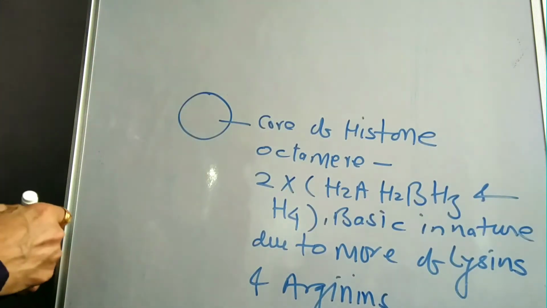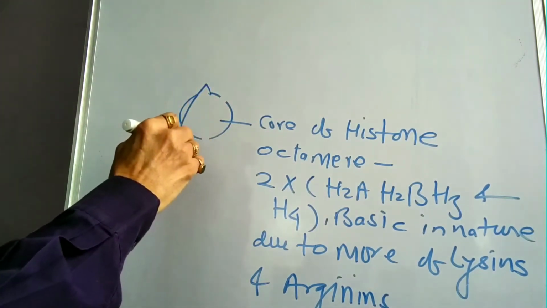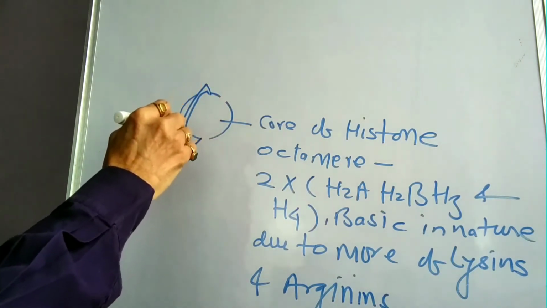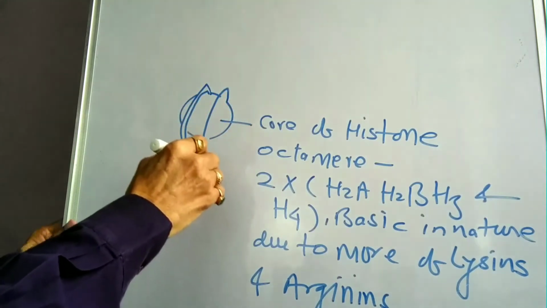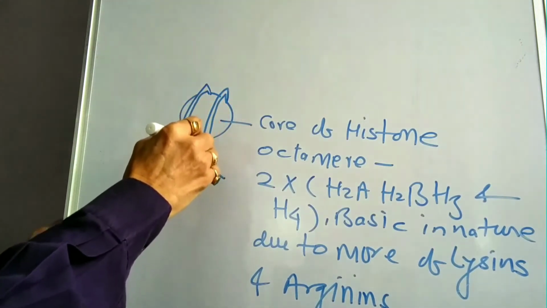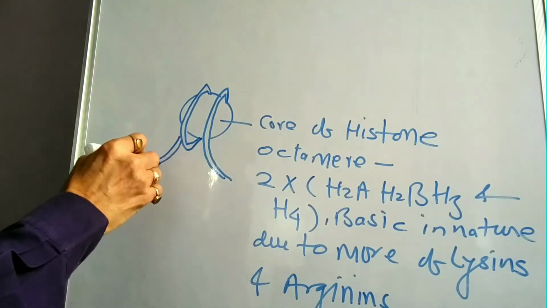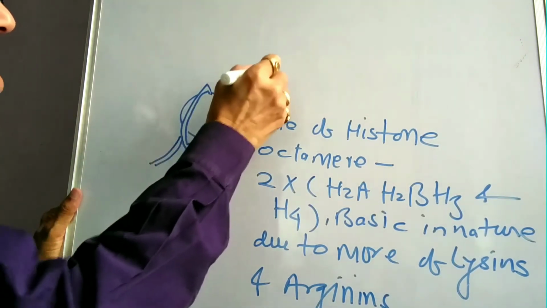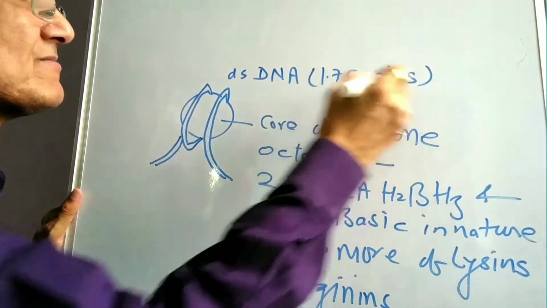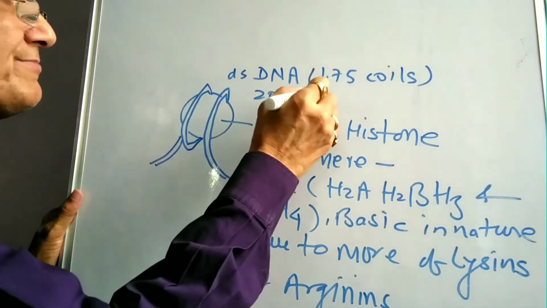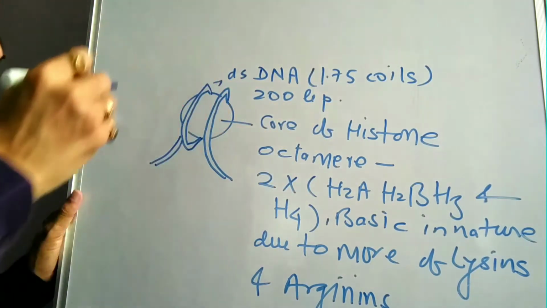So here you will see, this is the DNA helix. ये डबल स्ट्रैंडेड DNA 1.75 coils, 200 bp का बना होता है. इस तरह से डबल स्ट्रैंडेड DNA जो है इसके ऊपर पैकेज होती है.